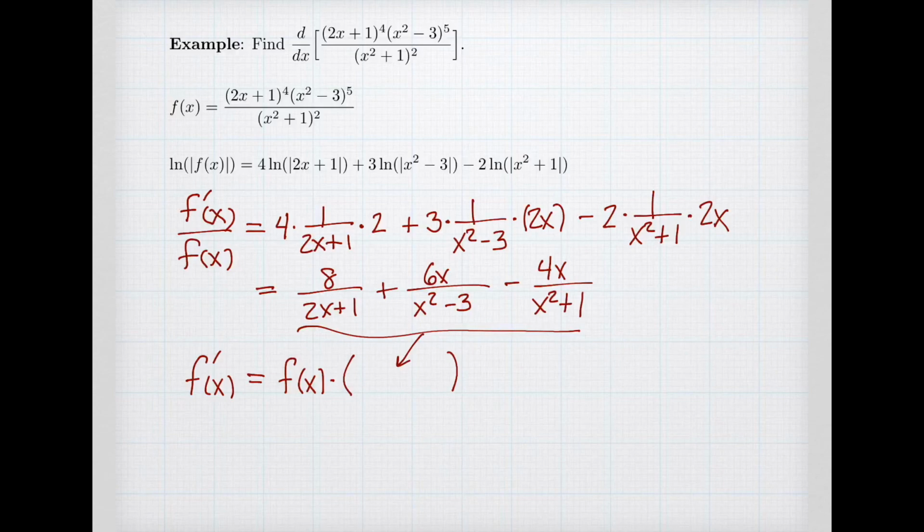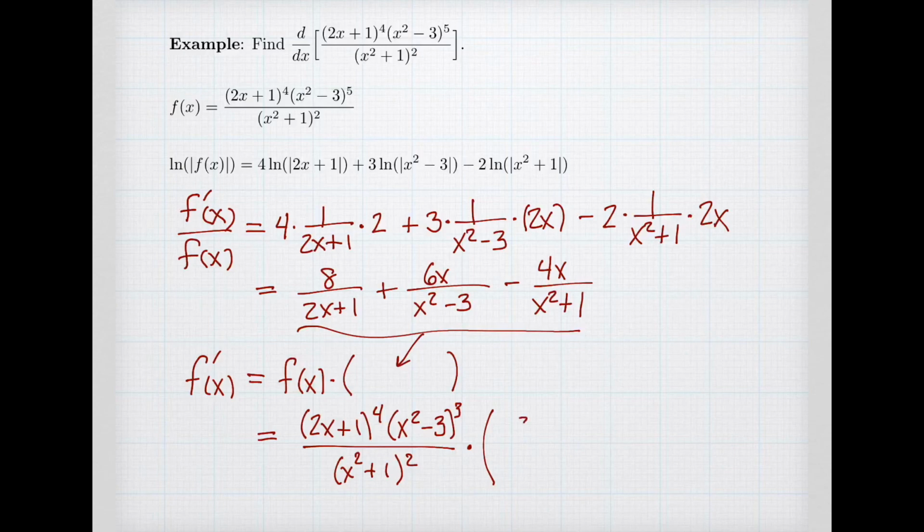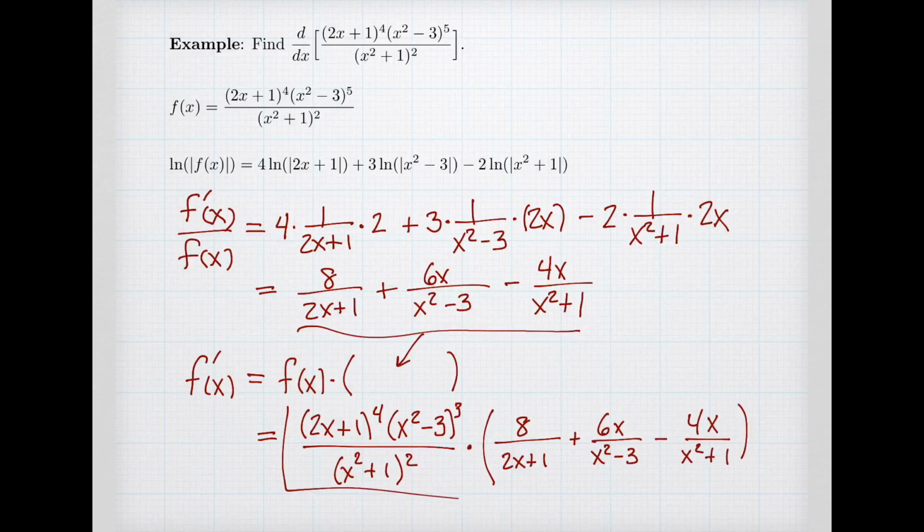And so I'll rewrite my function as the original formula, that's f of x, times, as a group, the derivative we found of the logarithm. So 8 over 2x plus 1 plus 6x over x squared minus 3 minus 4x over x squared plus 1. And this is the derivative that I wanted to find.